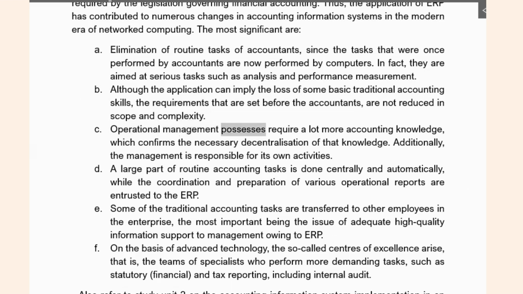Operational management processes require a lot more accounting knowledge, which confirms the necessary decentralization of that knowledge. Additionally, the management is responsible for its own activities. A large part of routine accounting tasks is done centrally and automatically, while the coordination and preparation of various operational reports are entrusted to the ERP.